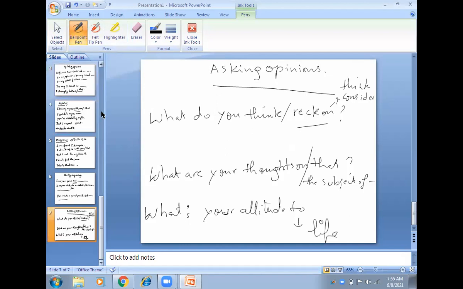Yes, ma'am. Okay, good. So these are important questions that you can ask if you want to see the opinion of anybody. What do you think, or what do you reckon? What are your thoughts on that, or on any subject? What's your attitude to life, or to education, or to any subject where you want to know the person's view or point of view?